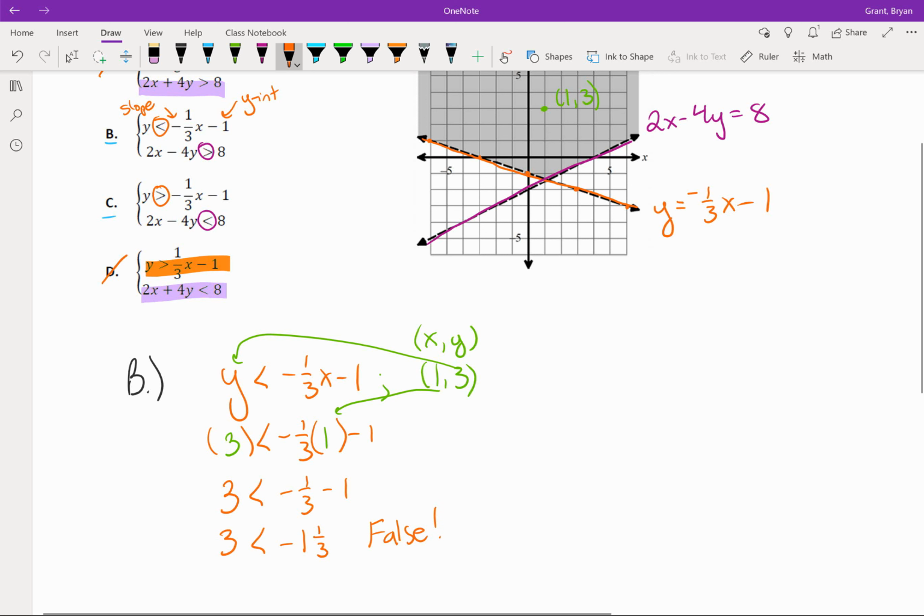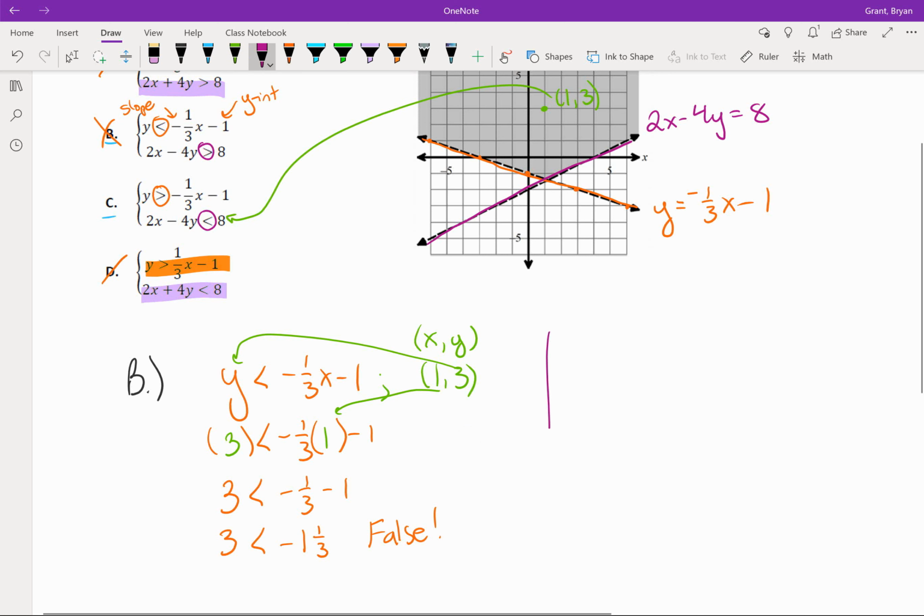That's not true. But this point is in the shaded area, which means we should have gotten an answer that was true. And because this gave us something that's false, we know the equation didn't work and it can't be B. Now, that only leaves one equation left, so we're pretty confident that will work. But why don't I try 1 comma 3 in this other equation just so we can see the difference.